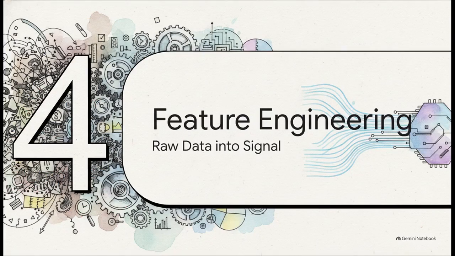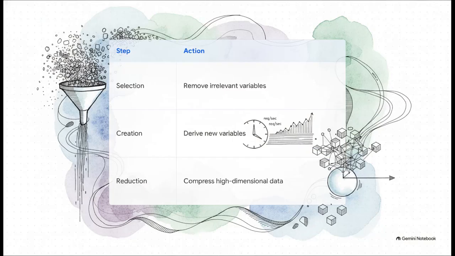All right, on to Section 4, feature engineering for signal. Turning raw data into signal. This section is all about meticulously prepping your data to make your models incredibly fast and accurate at scale. It boils down to 3 techniques. Feature selection is simply stripping out the useless noise.